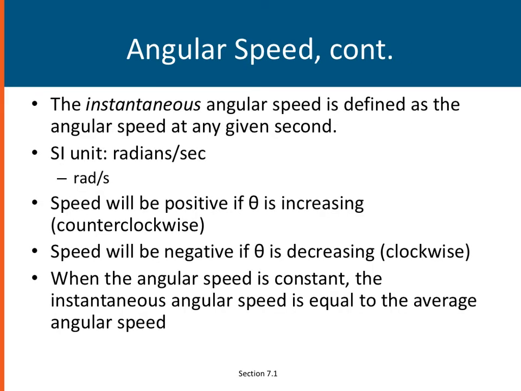So just like before, the instantaneous angular speed is defined as the angular speed at any given second. And we're going to consider that speed will be positive if theta is increasing counterclockwise, and it will be negative if it's spinning clockwise. So when the angular speed is constant, the instantaneous angular speed is equal to the average.